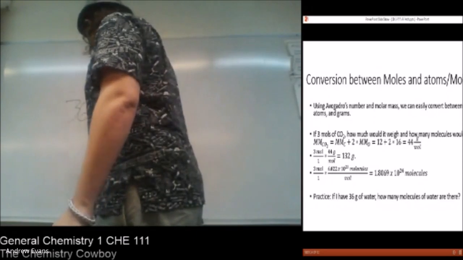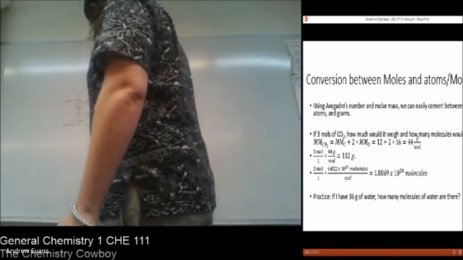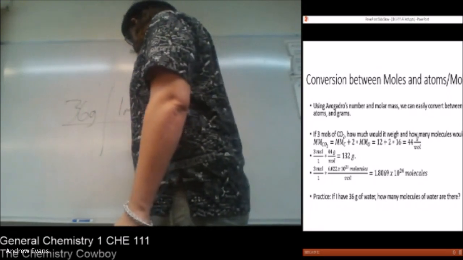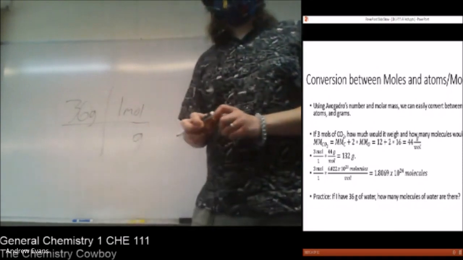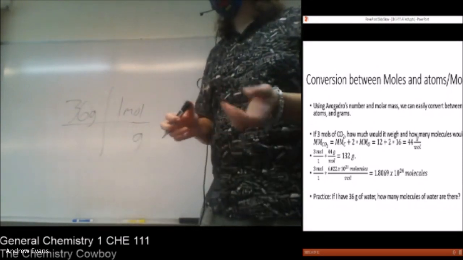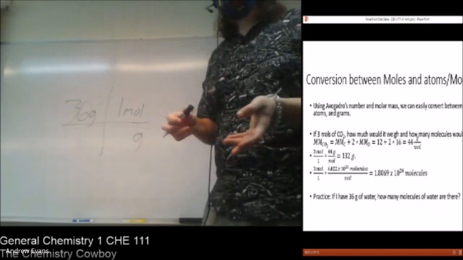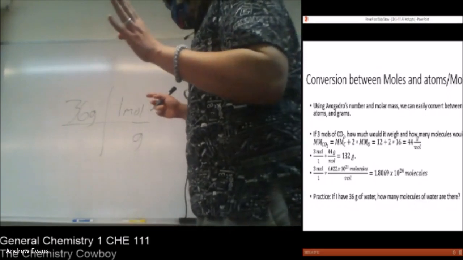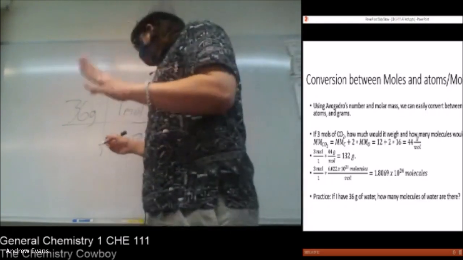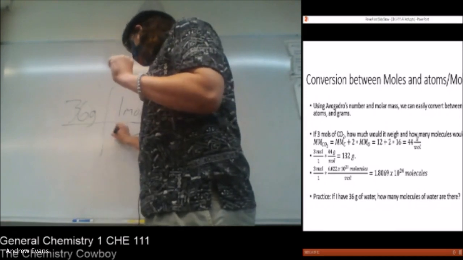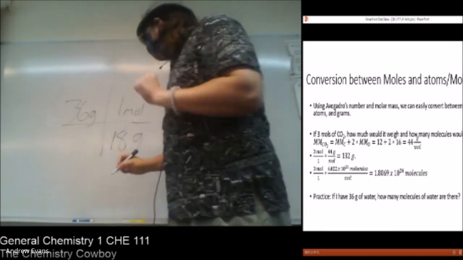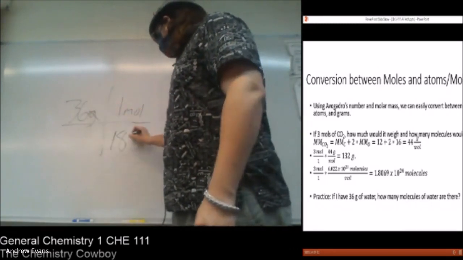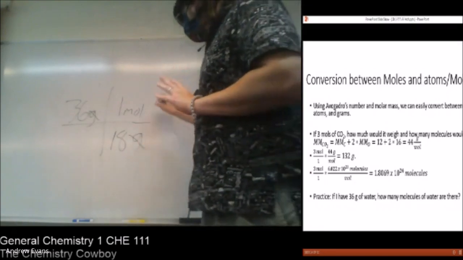So 36 grams. First thing we need is, what is the molar weight of water? How many grams? Well, hydrogen is about 1. It's like 1.007 or 1.0 something like that. Essentially, it rounds to 1. There's 2 hydrogens. So 2 plus 16, 18 grams. Conveniently, 36 and 18 are perfectly divisible to give us 2.